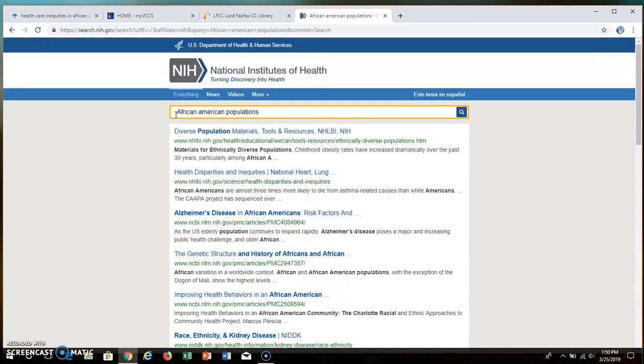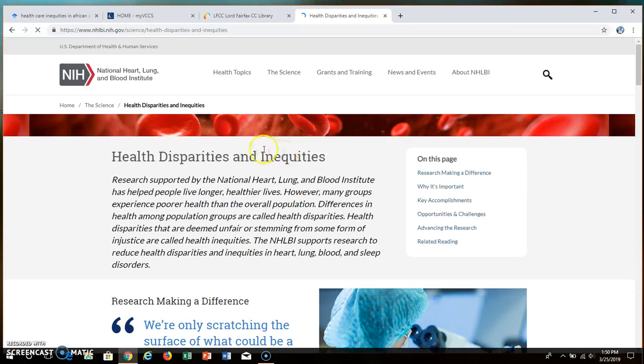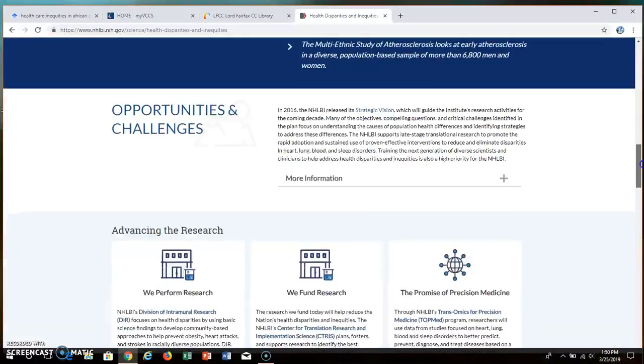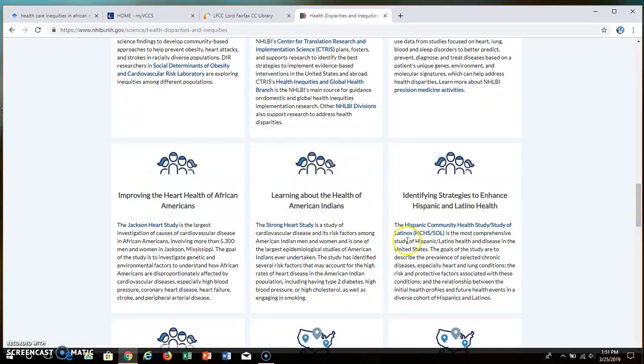When I searched African American populations, I got too many results. So I'm going to put in inequities in African American populations and see what happens then. So here we go, health disparities and inequities. I'm going to click on that and see what happens. I'm searching this in the National Institutes of Health. They're discussing health disparities and inequities, specifically dealing with heart health.